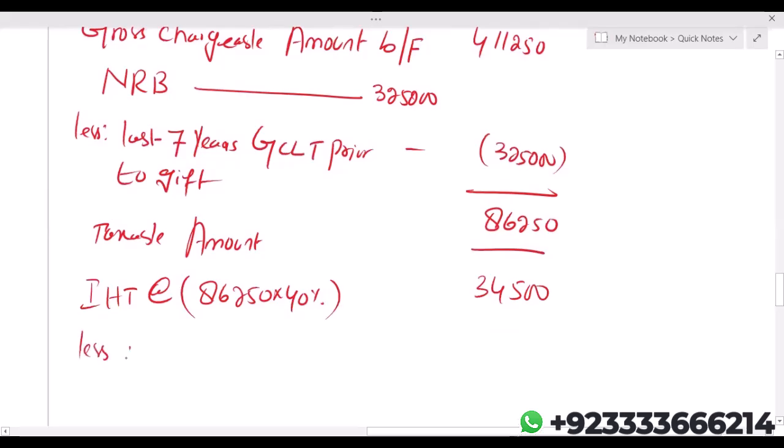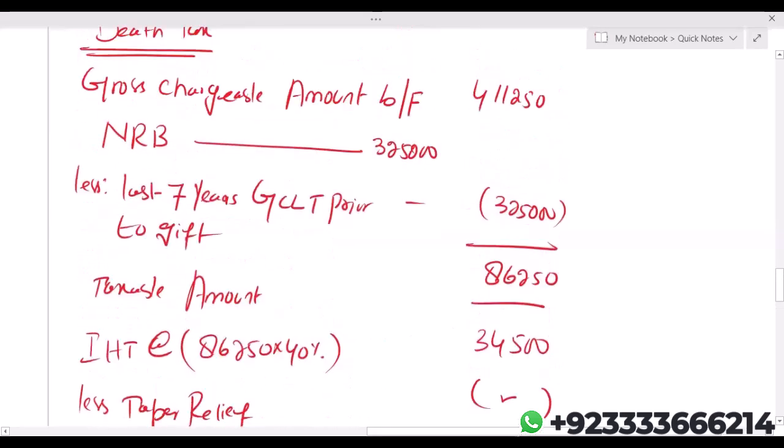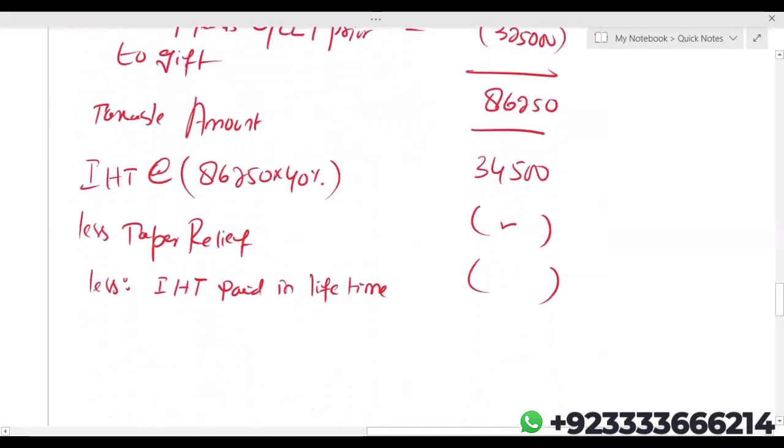You will deduct the taper relief. The percentages of taper relief will be given to you, whatever it comes. But the main concept is that taper relief comes into action only when the donor dies at least after 3 years of making the gift. Let's say you have calculated the taper relief, less IHT paid during the lifetime. How much was paid? 17,250.